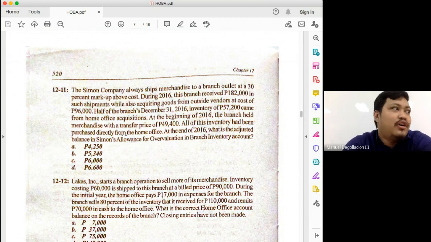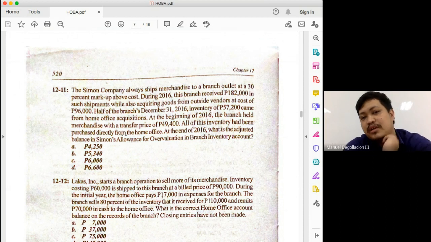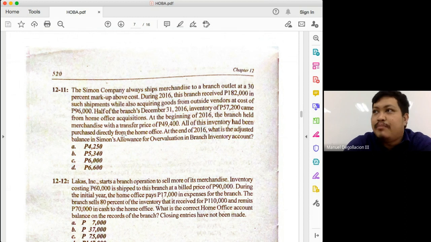Other alternative questions. How much of the ending inventory came from outside suppliers? And very easy. Also one half. Okay, so one half of 57,200 would be 28,600. So when we say that the true cost of the inventory of the branch is 50,600, the composition is actually 28,600 coming from outside vendors and 22,000 coming from the home office.